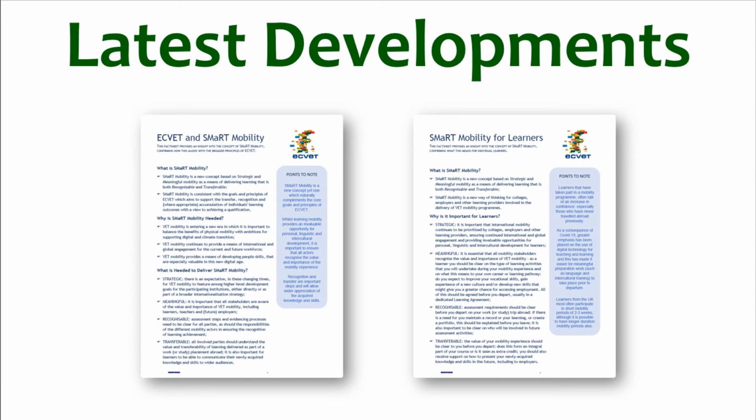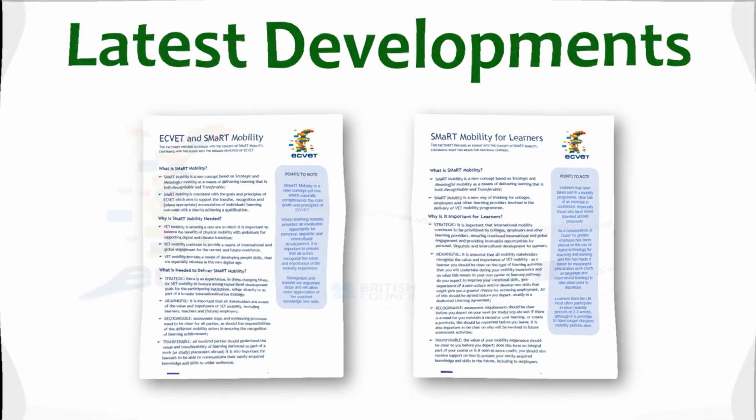The last group of fact sheets looks at a new development for international mobility, that is the concept of smart mobility. In the first fact sheet we introduce this concept, which is based on strategic and meaningful mobility as a means of delivering learning that is both recognisable and transferable. And in the second fact sheet we consider what smart mobility means for learners in particular.